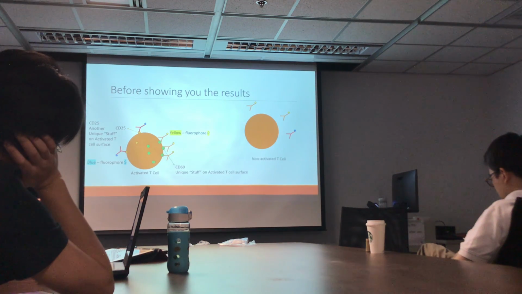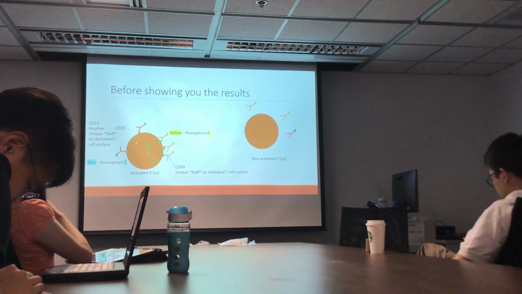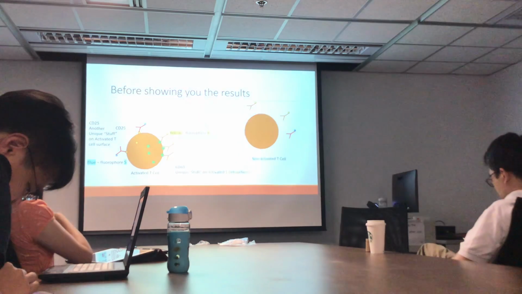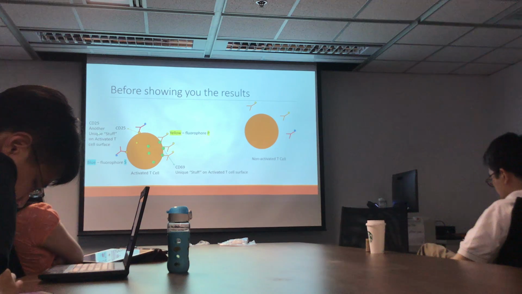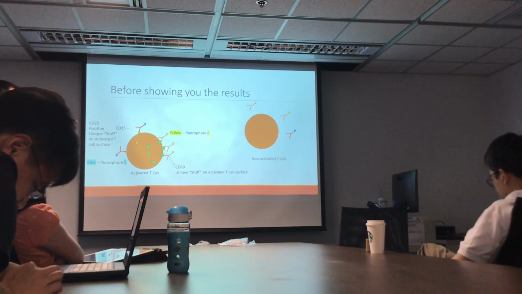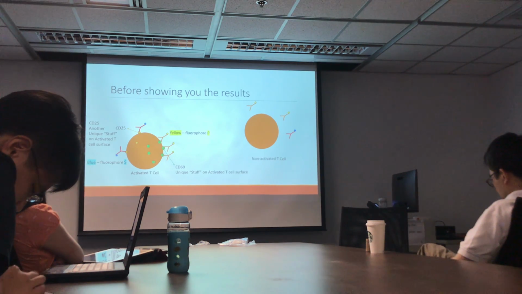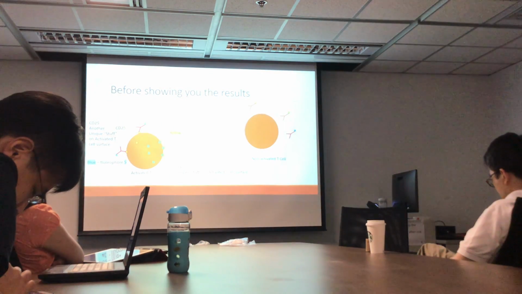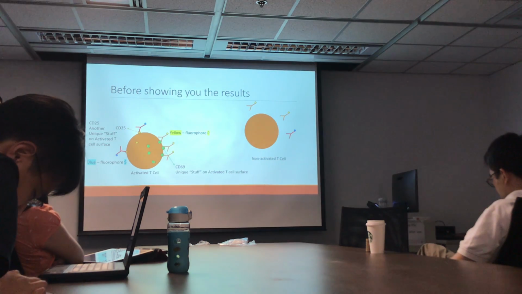Yep, and before showing you the results, this is activated T cells. Activated T cells will express surface molecules known as CD69 and CD25. You don't have to remember the names. You only need to know that they are very unique molecules that will only be expressed on activated T cells. And so we use antibodies with different fluorophores, let's name them fluorophore P and S, to detect the presence of the CD69 and CD25 molecules.